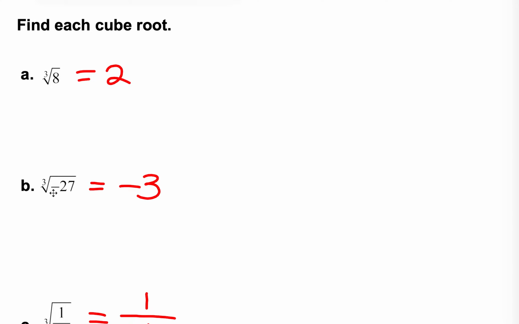Here, the cube root of negative 27, there's a negative here, which means my answer has to be negative. Negative 3 times negative 3 is positive 9. And then positive 9 times a negative 3 is going to give us negative 27. You cannot have a square root with a negative on the inside there. You can have a negative on the inside of a cube root.